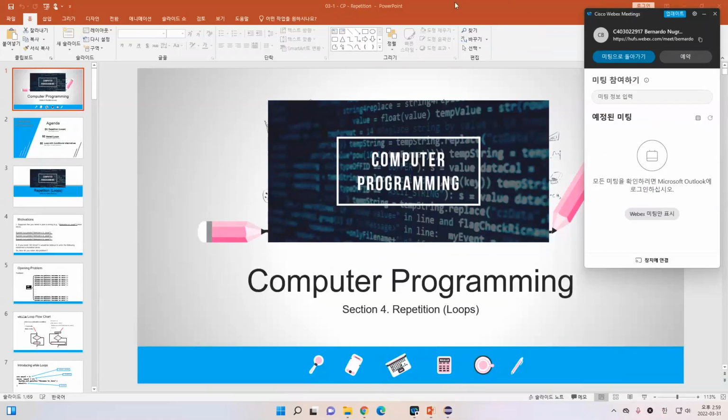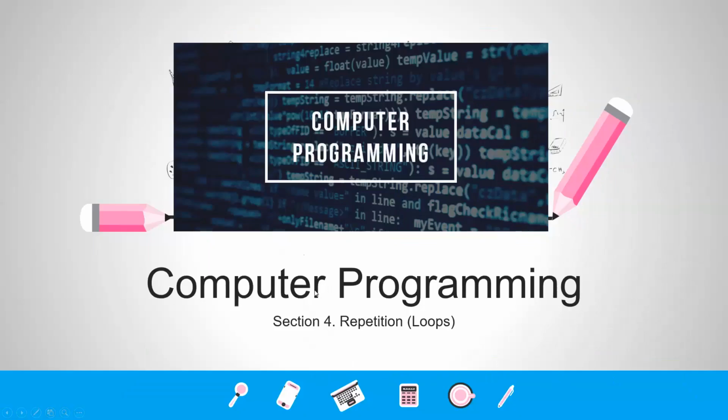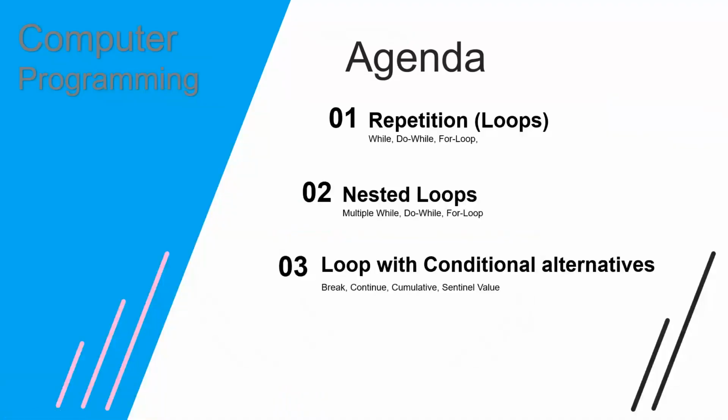Okay, let me start with this repetition section. In this section, we will learn about the three syntaxes for repetition, which are while, do while, and for loop. And we are going to learn about nested loops, and how to combine loops and conditions.